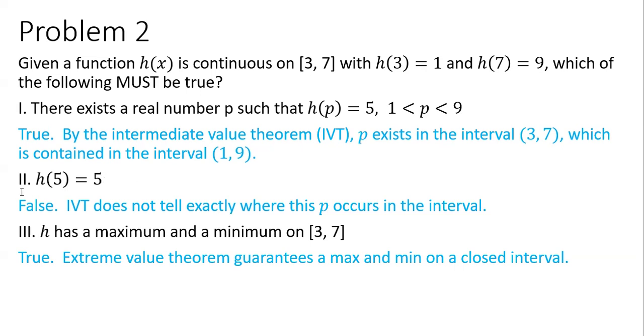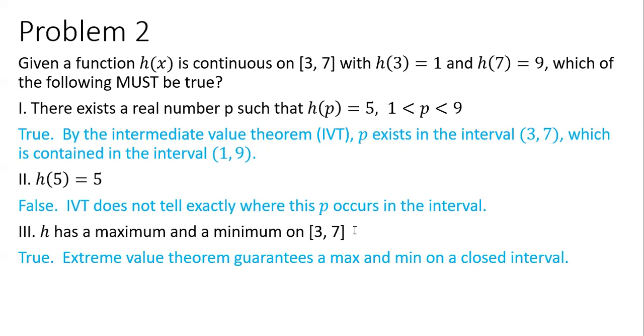Okay, I believe for this one, it assumed that it's a linear line. But we don't know that. We don't know how this function h actually behaves, except at these 2 points, the values. It could increase, decrease, and increase again, so it actually could cross multiple times. Anyway, that's number 2. Number 3, h has a maximum and a minimum on the interval 3 to 7.